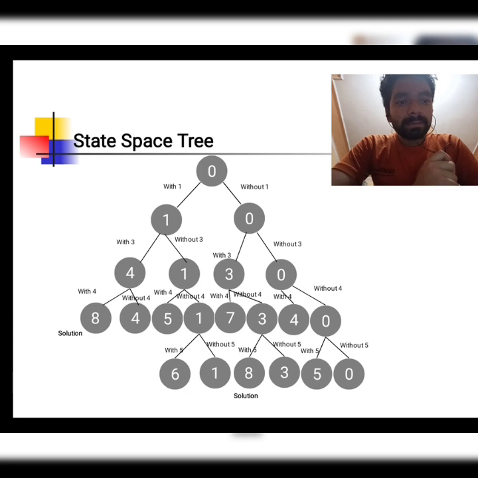Without 5, 3 stays as a copy. In this node the value is 4, and 5 plus 4 is equal to 9, which is greater than 8, so no value is inserted in this node. Now 0: add 5, 5 plus 0 is equal to 5, and 0 stays as a copy. So these are the two solutions, the two subset solutions. This is the state space tree.